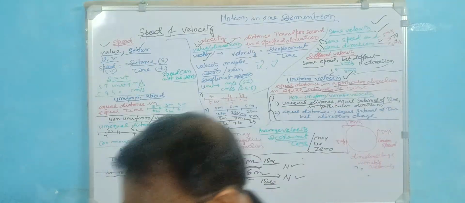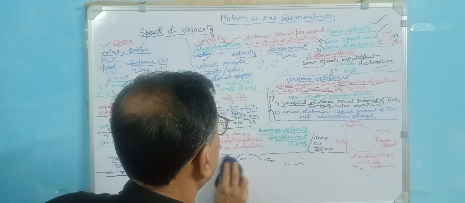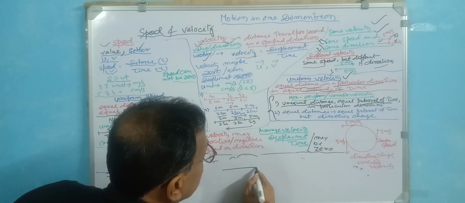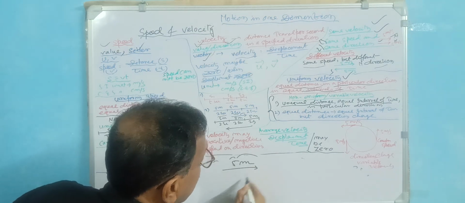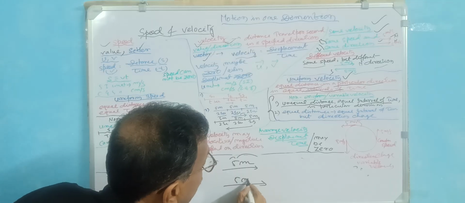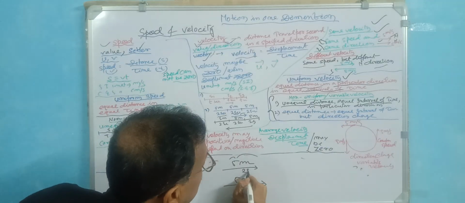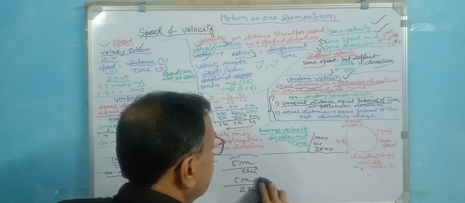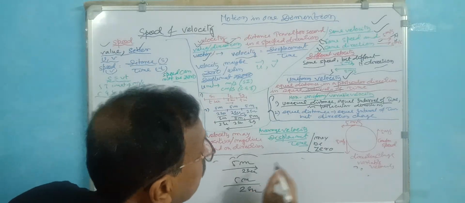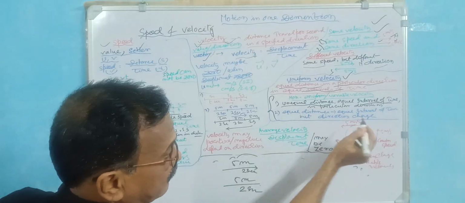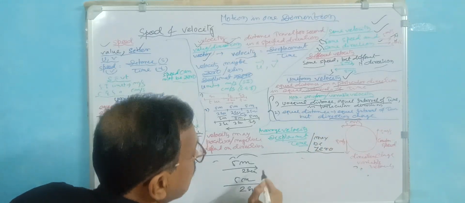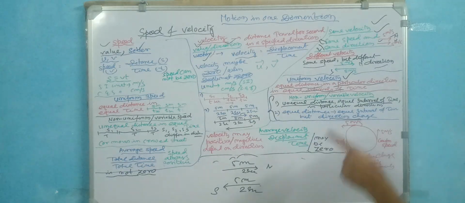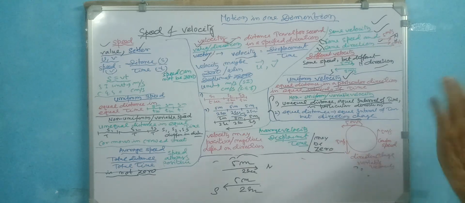And the other is this. Both are the same. This is equal distance, 5 meter. This is also equal distance, 5 meter. This takes an equal interval of time. Suppose this is 2 seconds, this is also 2 seconds. But in equal distance and equal interval of time, the direction is changed. Here it is towards north, here it is towards south. That is the variable velocity or non-uniform velocity, because of direction.